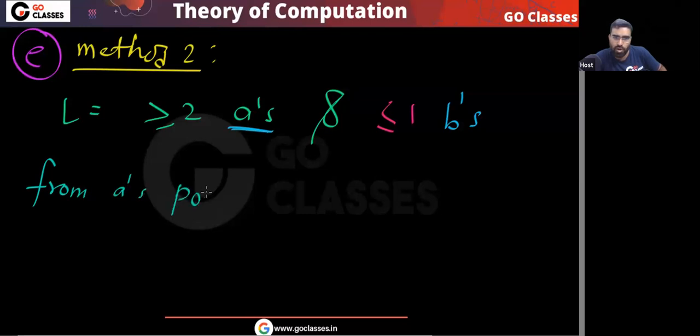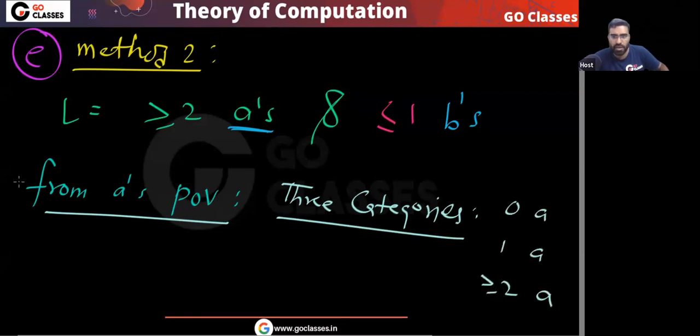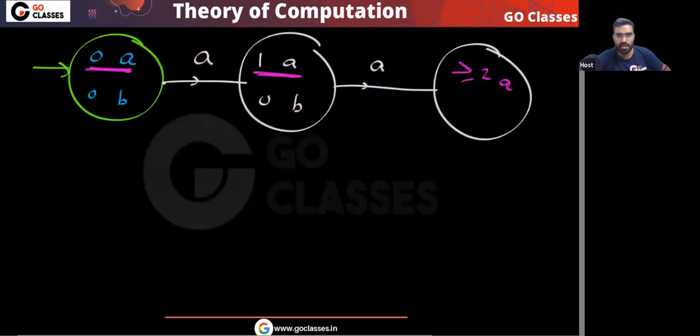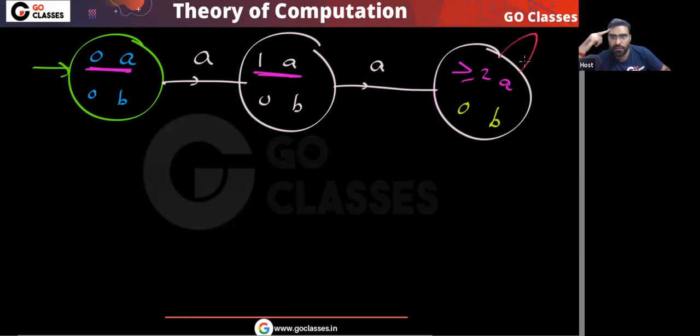From A's point of view, there are three categories. What are the three categories? 0A, 1A, or greater than or equal to 2A. Yes or no? So I can say that this is the idea, 0B. Okay, now tell me. In this state, if B comes, where will I go? One more thing. In this state, if A comes, where will I go? I will go to greater than or equal to 2A. Yes or no? Because this is the category.